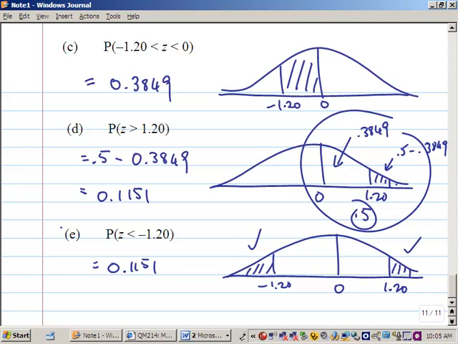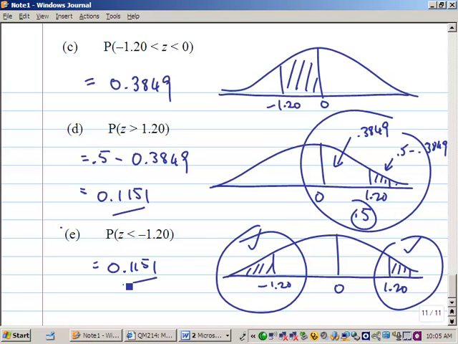Alright, part E, I forgot to put the recorder back on, is the same as part D. The area of getting below negative 1.20 is the same as getting the area above positive 1.20, so the answer for part E is the same as part D.